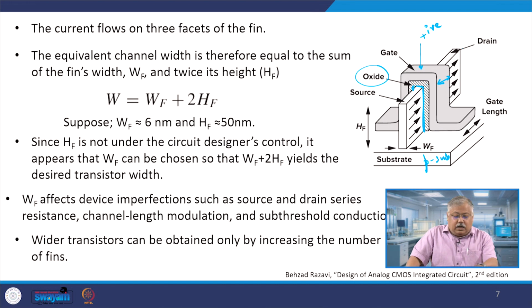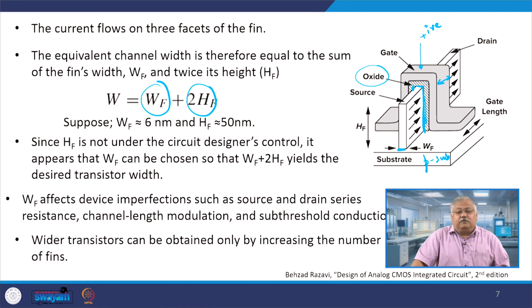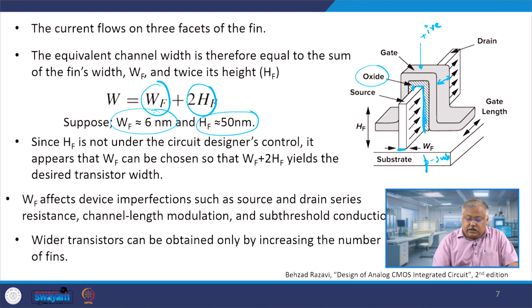Now, what is the total effective width of a fin device? The effective width is given by the thickness of the fin structure. This is the fin, this is the thickness of the fin, and this is the height of the fin. So, it is 2 times the height of the fin, because of this side as well as the back side, plus the width of the fin. Let us assume that the height of the fin is 50 nanometer and the width of the fin is 6 nanometers. The effective fin width W effective will be 106 nanometers.